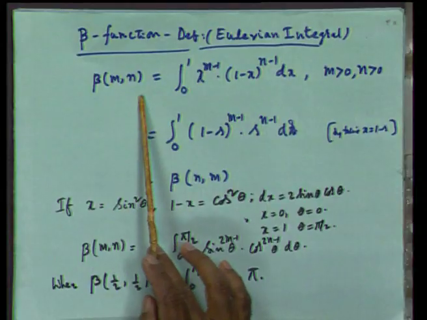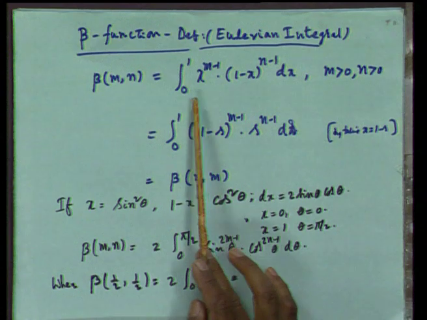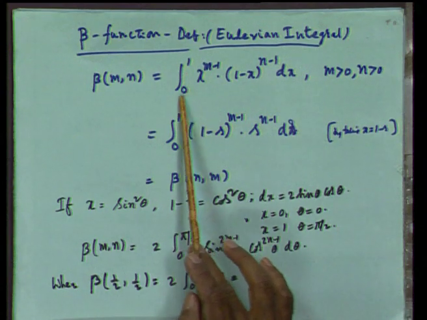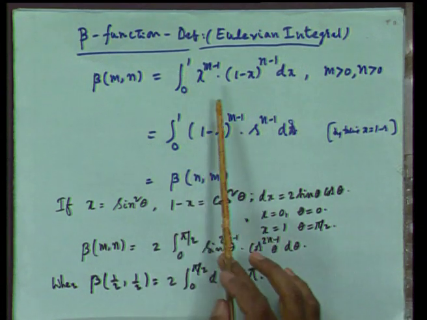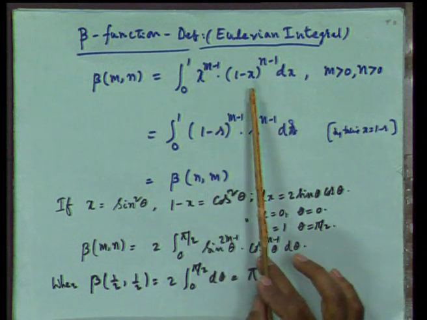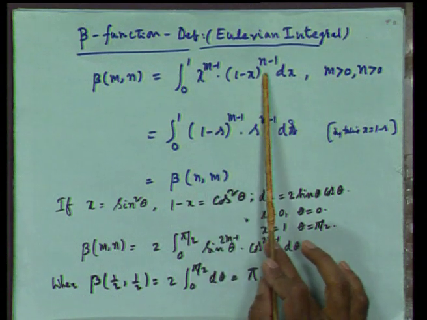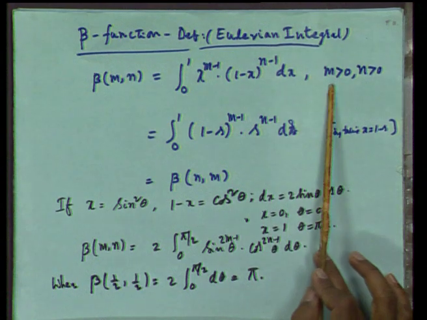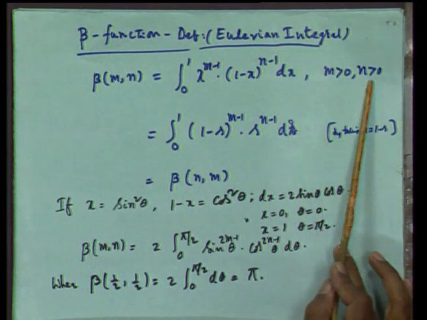Now, let us go for the definition of the beta function. Let us define the beta function as a definite integral, that is the integral from 0 to 1 of x to the power of m minus 1 into 1 minus x whole to the power of n minus 1 dx, for m greater than 0 and n greater than 0.